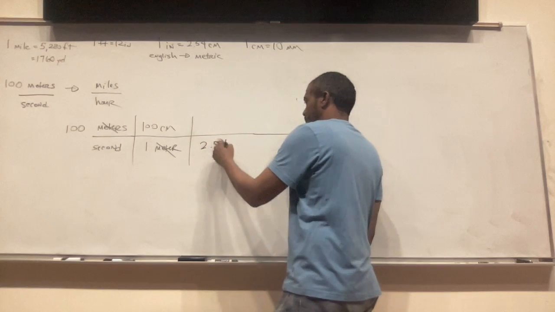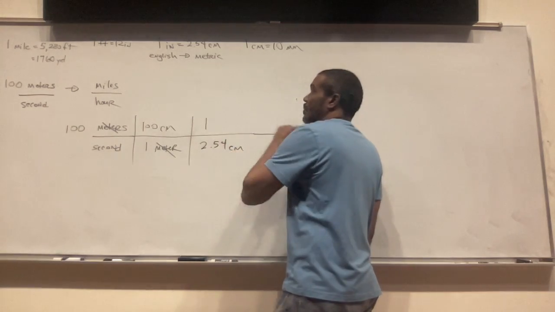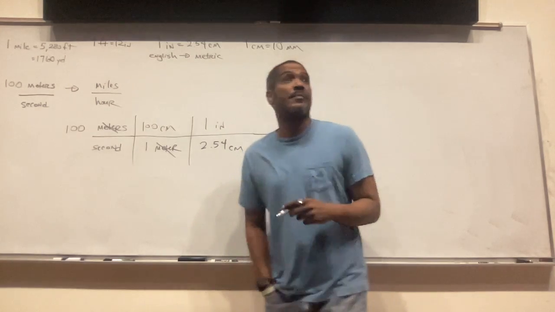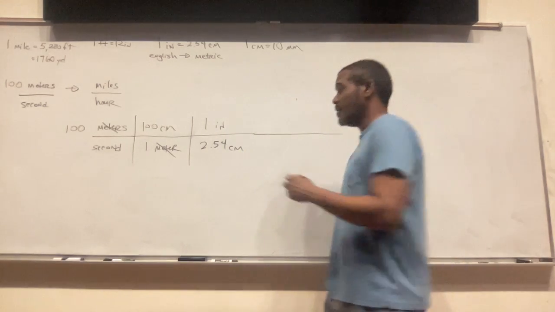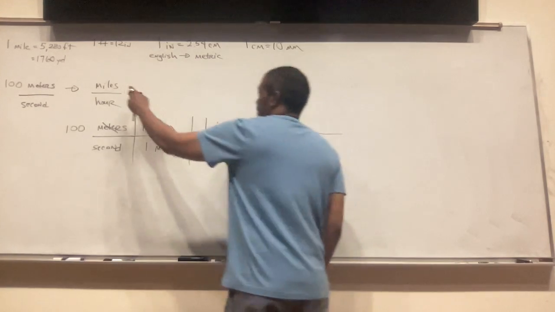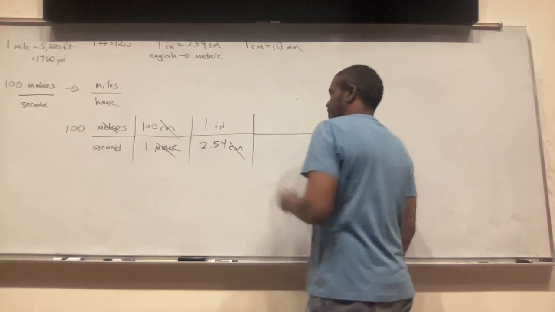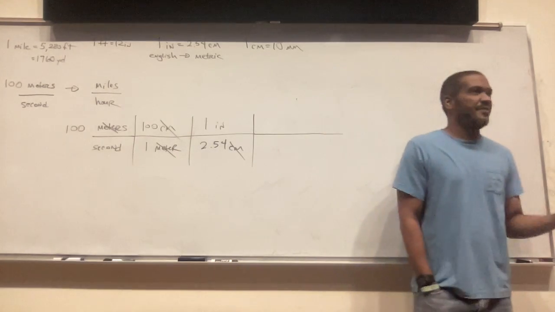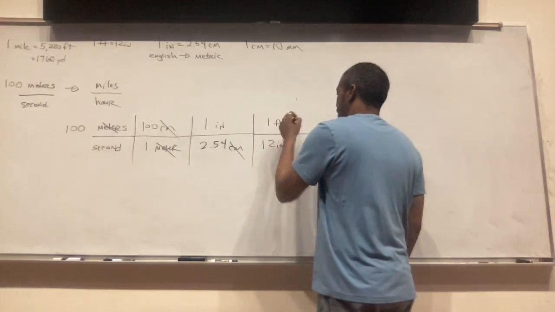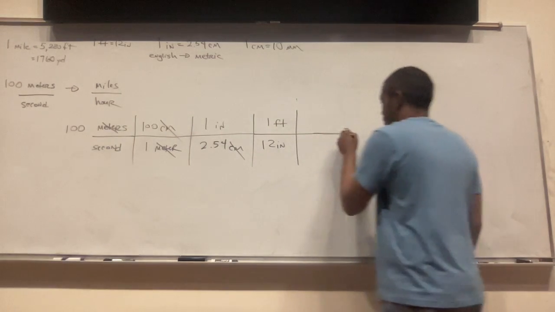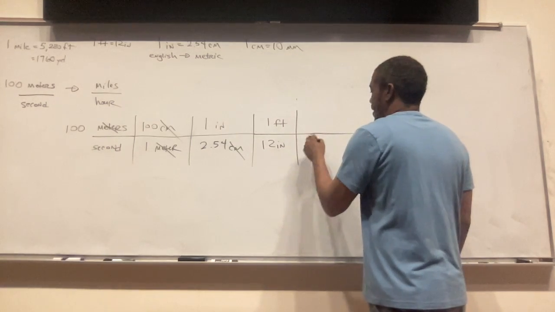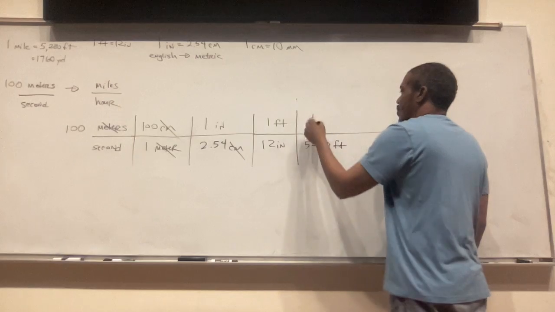2.54 centimeters gives me what? 1 inch. So now I'm at inches on the top, right? Centimeters, centimeters. The meters cancel, right? I need to get to miles, right? So now I'm going from inch to what? Feet. 12 inches in 1 foot. And now I'm going from feet to miles. 5,280 feet in 1 mile.